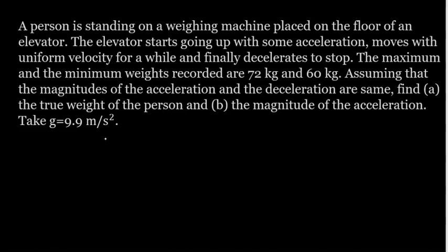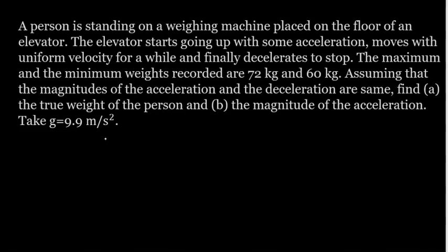A person is standing on a weighing machine placed on the floor of an elevator. The elevator starts going up with some acceleration, moves with uniform velocity for a while, and finally decelerates to stop. The maximum and minimum weights recorded are 72 kg and 60 kg.